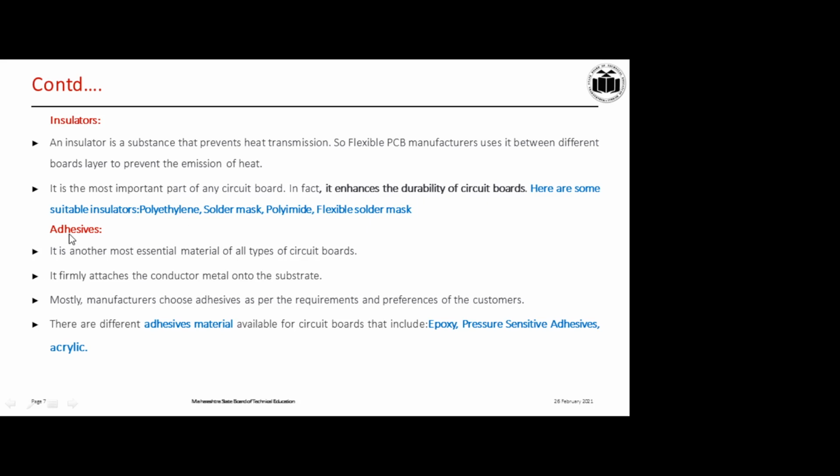Next, the fourth material is the adhesives. What is the use of the adhesive? It is the most essential material of all the types of circuit boards. These adhesives are basically used to firmly attach the conductor metal on the substrate, so that the conductor will stick properly to the substrate without changing its position. There are different adhesive materials available for circuit boards, for example, epoxy, then pressure sensitive adhesives or the acrylic.